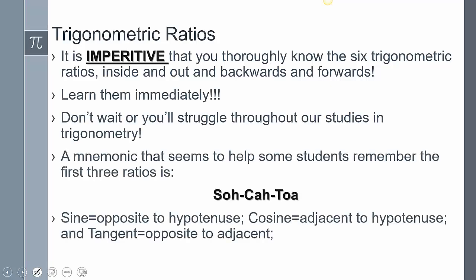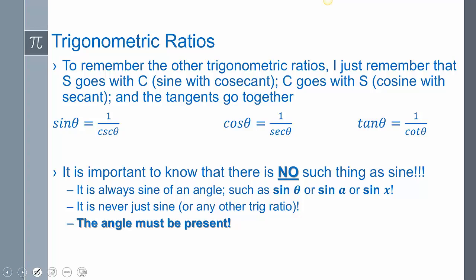Now, the nice thing about it is we call these reciprocal ratios. Because once you know sine, cosine, and tangent, all you need to know is which one relates to the other. And to help us memorize that, it's helpful to think maybe S goes to C and C goes with S. So S goes to C, C goes to S. And then tangent and cotangent, easy to remember that those are associated with each other.